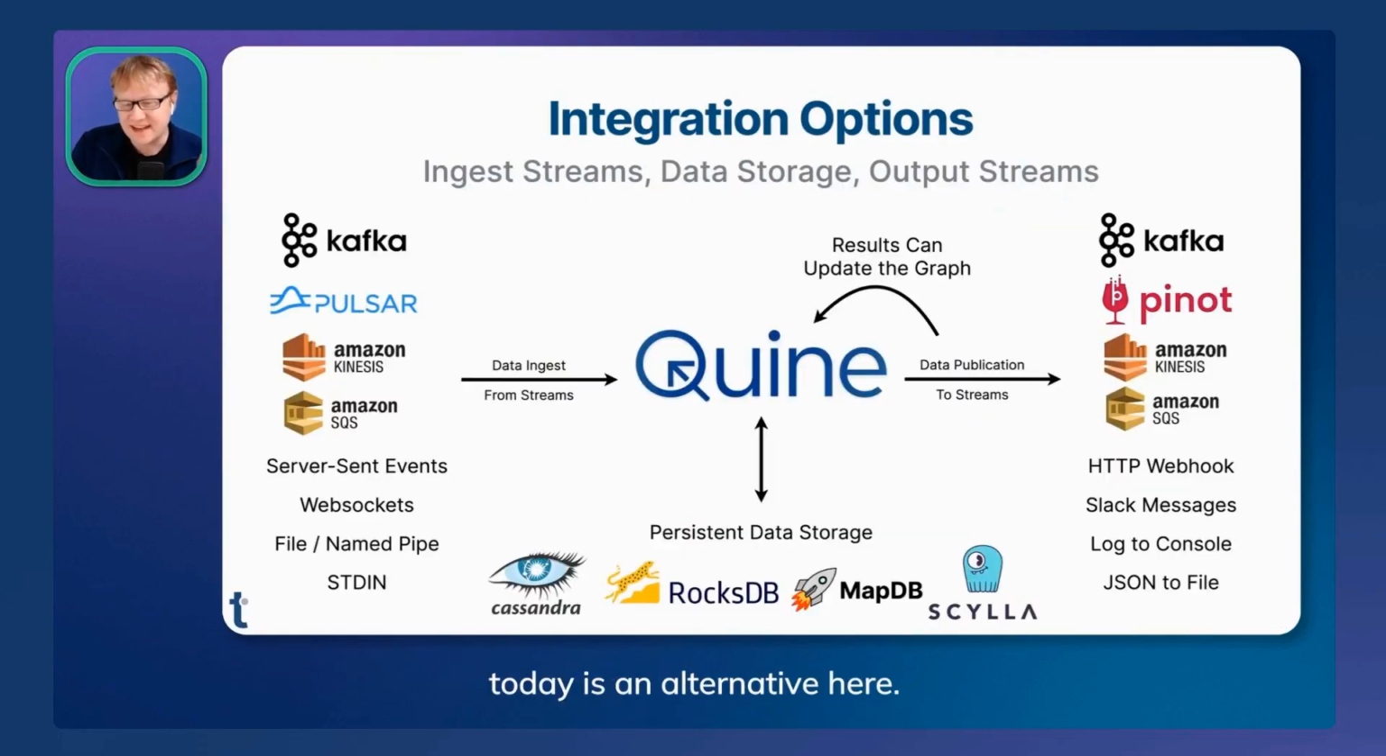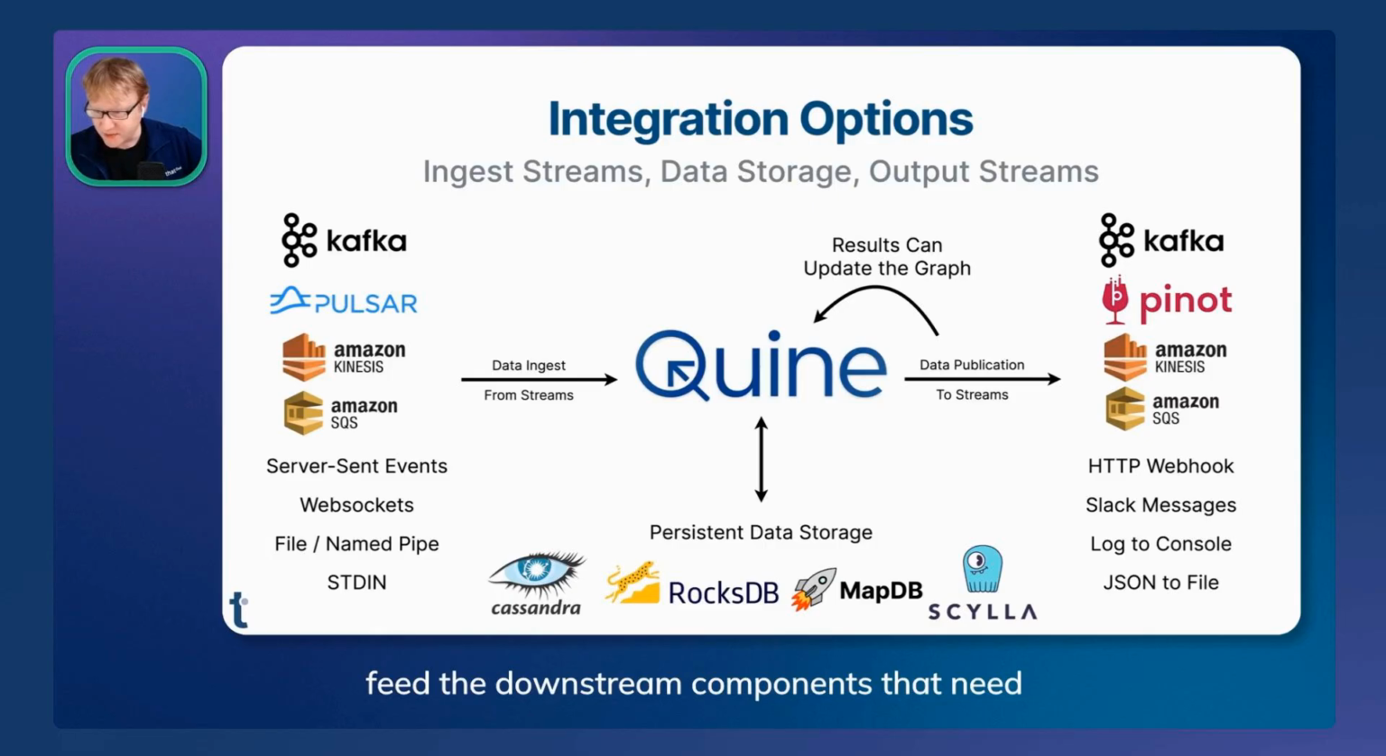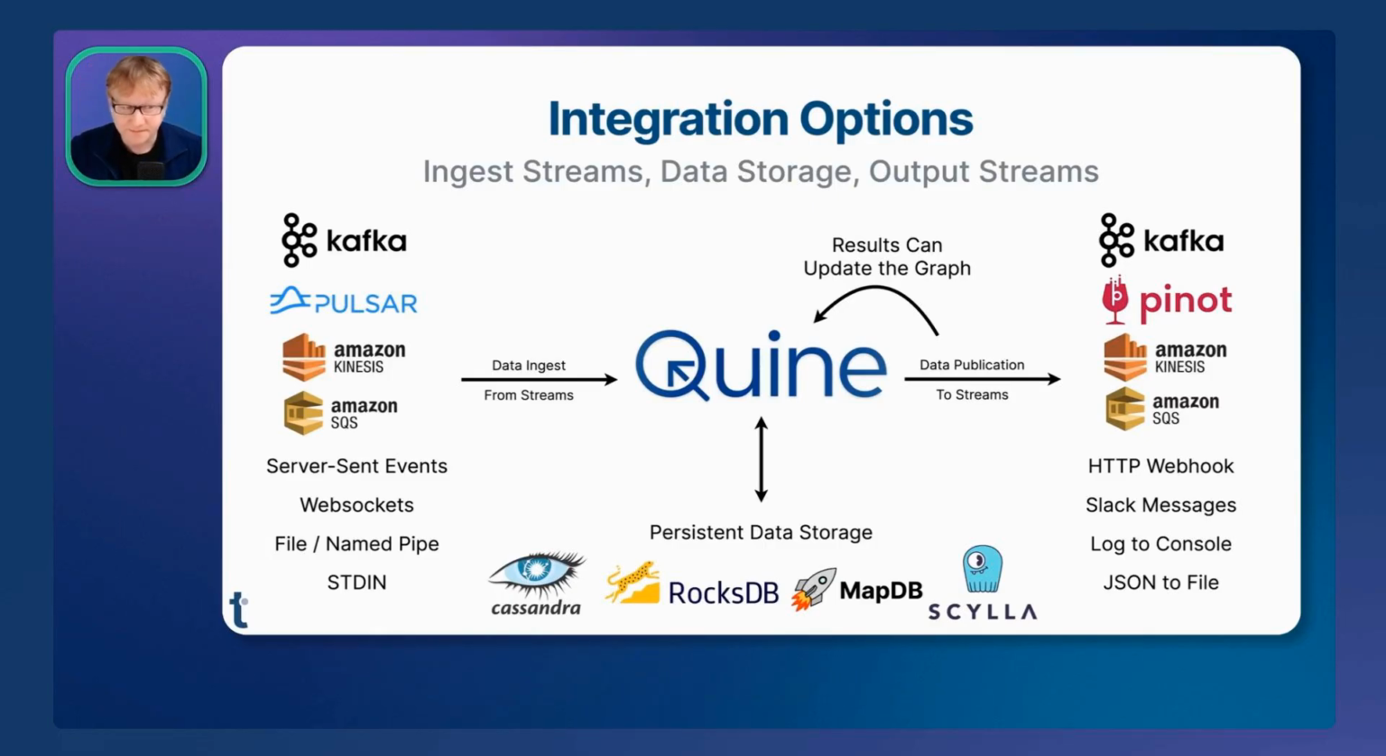So what we're talking about today is an alternative here. Quine is an open source streaming graph that can live inside that data stream, can plug into those streaming sources, and then can help untangle that big mess in that streaming join problem of how to put the pieces together so that you can find what matters, get the patterns that you need, feed the downstream components that need to consume those, and get your answers in real time.